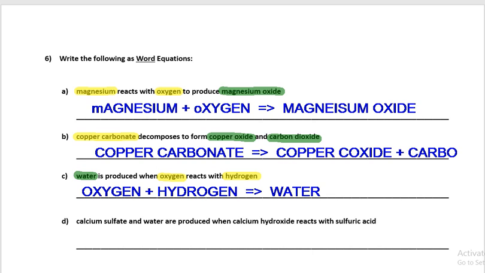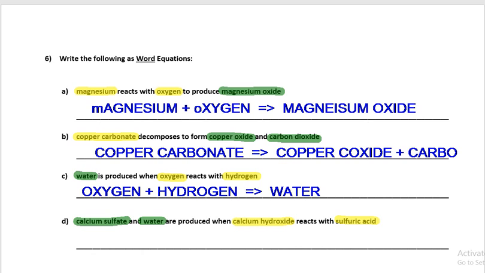Okay, alright, and D, let's have a look at this. Calcium sulfate and water are produced. So it tells me these two, if they're produced, they're the products. When calcium hydroxide reacts with sulfuric acid, that tells me these two are the reactants. So let's put this one in and see what that would look like.